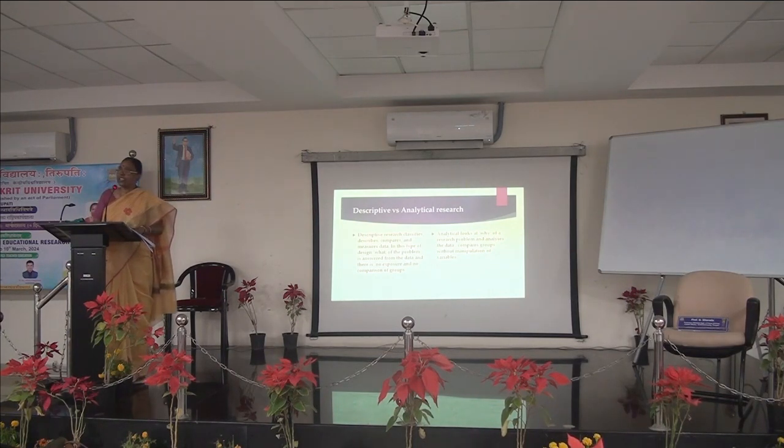Next, descriptive versus analytical research. Earlier also I have explained, this is another one. Descriptive research classifies, describes, compares and measures data. In this type of design, what is the question, and then the data generates answers for what. And there is no exposure, no comparison, no manipulation of variable. Here again tools can be used which are non-parametric. Here again hypothesis can be generated. Analytical research. Analytical looks at why of a research problem and analyzes the data, compares groups without manipulation of variables.